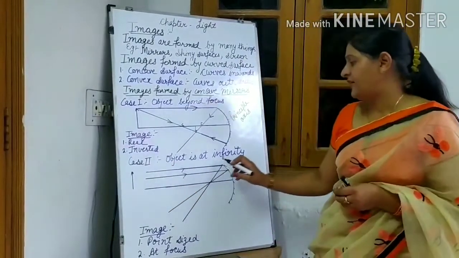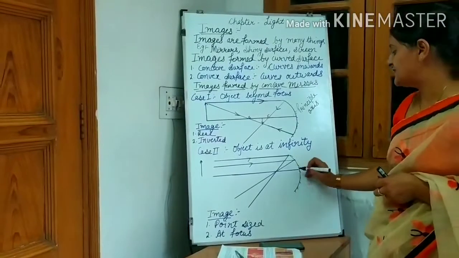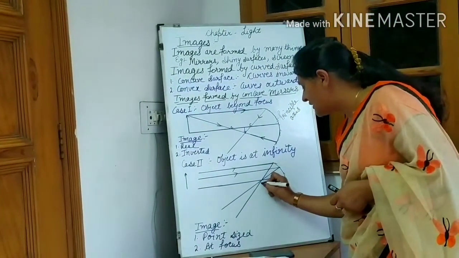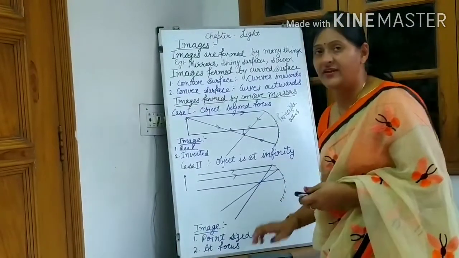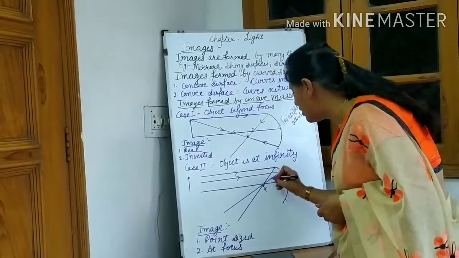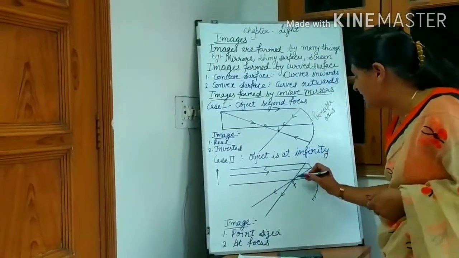Take these two light rays which are coming parallel to the principal axis. This is the principal axis. Both the light rays will pass through the focus, because I told you that parallel rays will pass through the focus after reflection. Now these are the reflected rays.